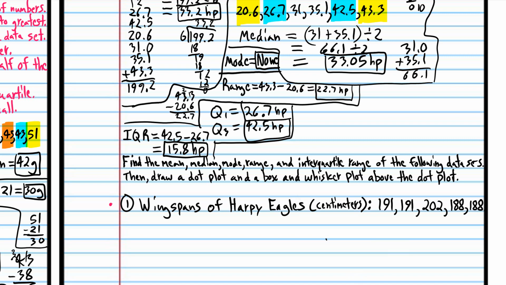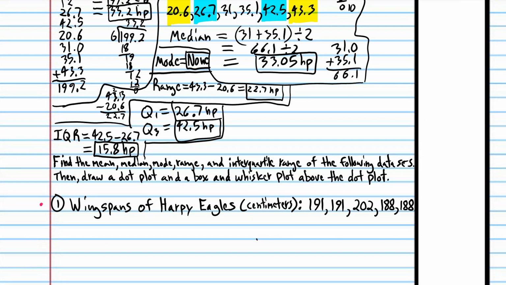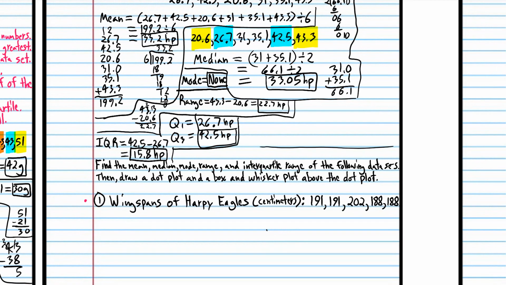Rectangling all the answers there. Now we just have to make a dot plot and a box and whisker plot to show the distribution of the data. So we can look at our numbers up here. We can see the smallest number is 20.6 and the biggest number is 43.3. So we have to figure out an appropriate scale. I think if we go up by 5s, that should be good enough.